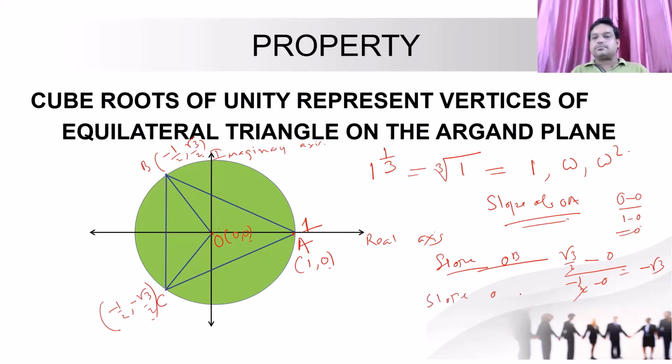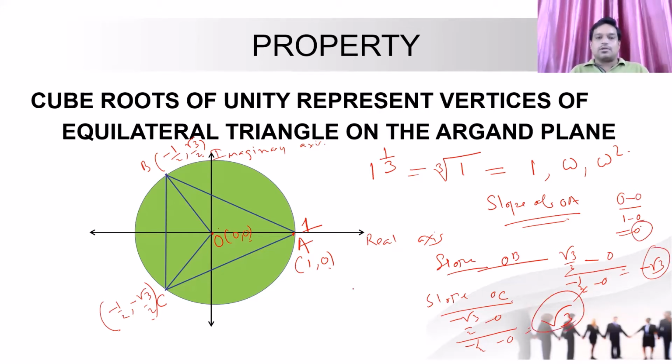And the slope of OC is (minus root 3 by 2 minus 0) divided by (minus 1 by 2 minus 0), that is root 3. Okay, these slopes we have found already. So the OA slope is 0, OB is minus root 3, and OC is plus root 3.